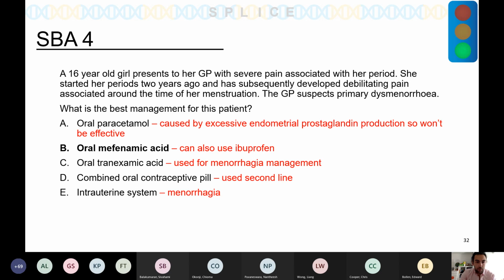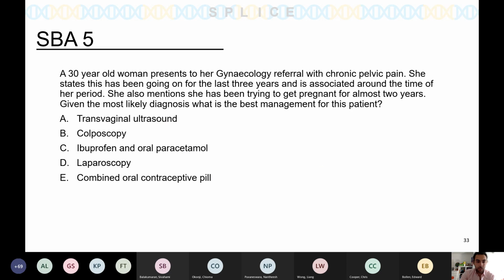Oral paracetamol, the modality of pain that it's targeting isn't correct, so it's not first line. More than likely they probably use it as an adjunct, but NICE recommend either mefenamic acid or ibuprofen as first line. Tranexamic acid is used for menorrhagia, so heavy periods, and then the pill is used second line. So I see why some people put it, and then intrauterine systems more used in menorrhagia. Okay, so we'll move on to the next question.